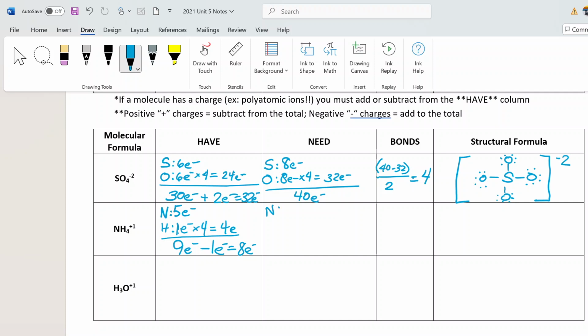So nitrogen needs 8 electrons. Hydrogen needs 2 electrons because that is one of our special cases, times 4 of them. So that gives me 8. Adding that up, I get 16 electrons. Again, I do not add or subtract from the need column because of the charge. It stays the same. So now 16 minus 8 divided by 2 gives me 4 bonds. So again, nitrogen in the middle, surrounded by hydrogen.